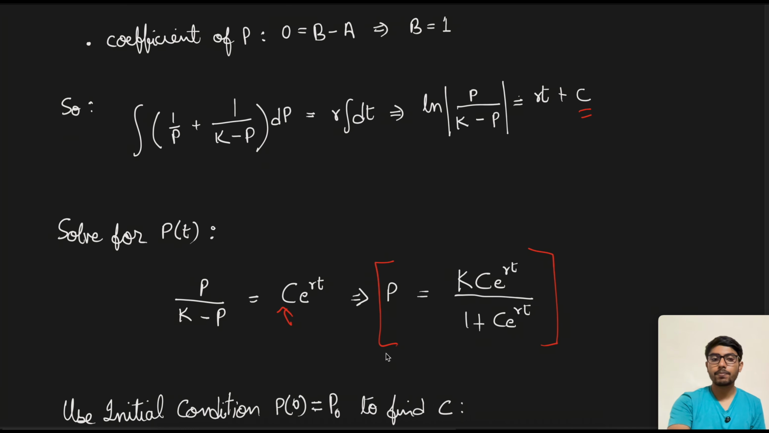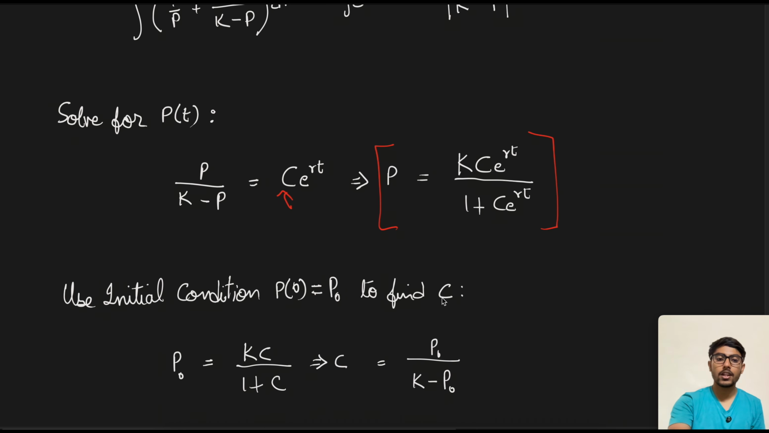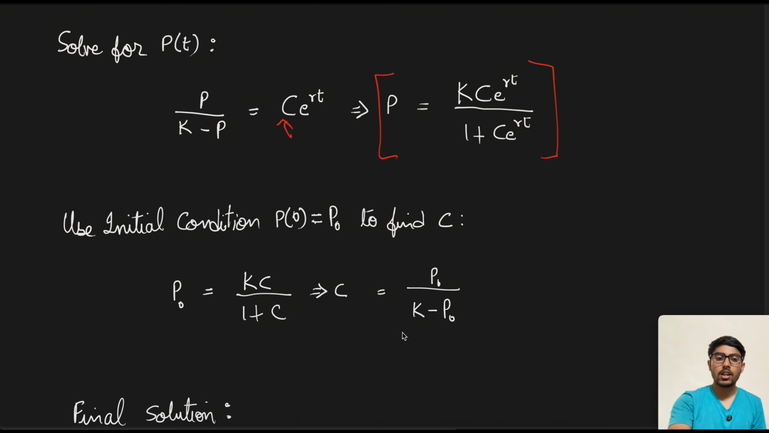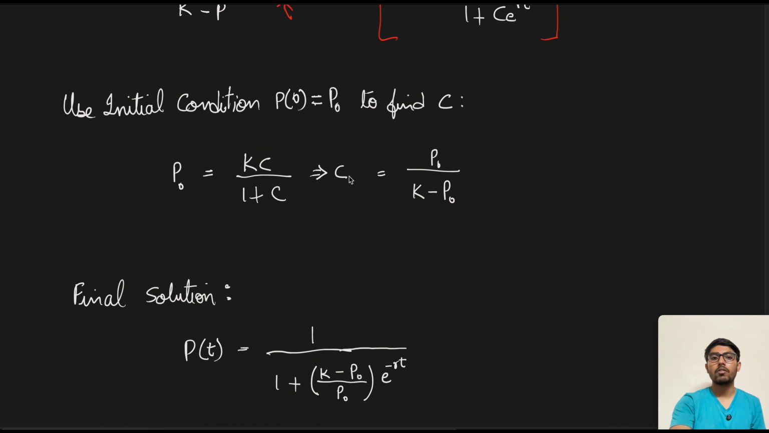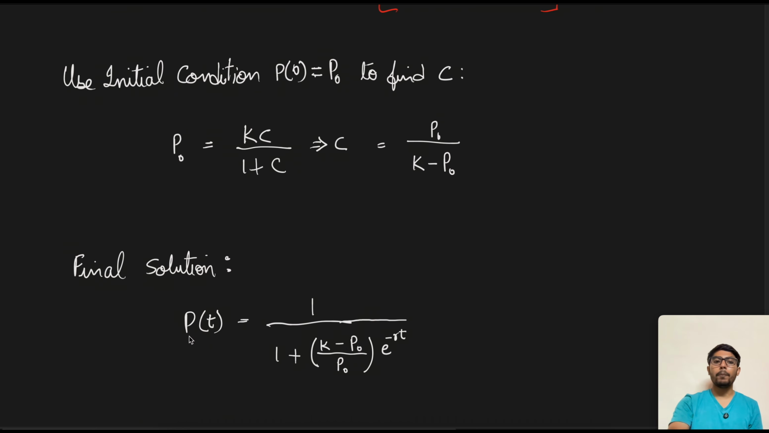right? We use the initial condition where p(0) equals p0 to find c now. Okay, so we'll simply put t equal to 0 and then find c, which comes out to be p0 by k minus p0. Then we'll have the final solution, which is replacing c back into the equation here. So p of t equals 1 by 1 plus k minus p0 by p0 e raised to power minus rt.